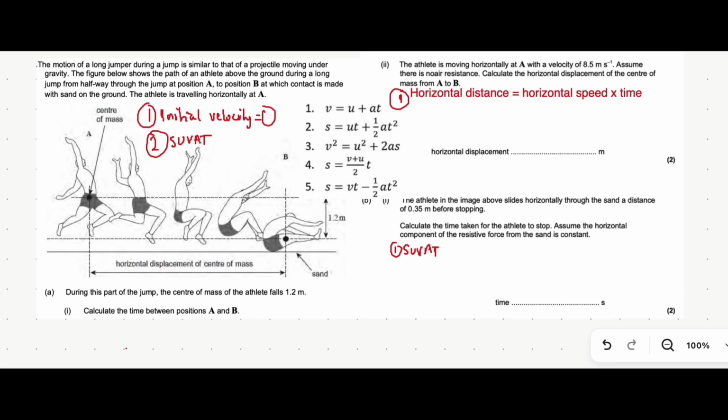Videos about a past exam question on the Suvat equations. Now, when there's lots of information given to you like this, I'd always recommend you highlight all the key information.